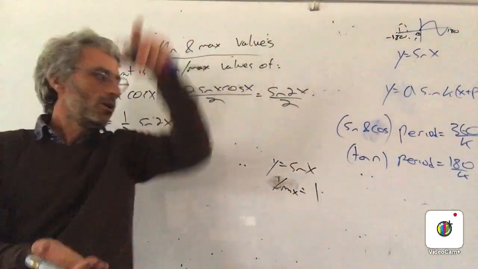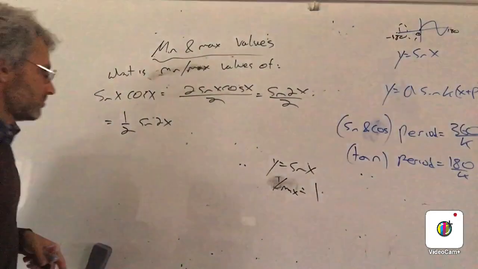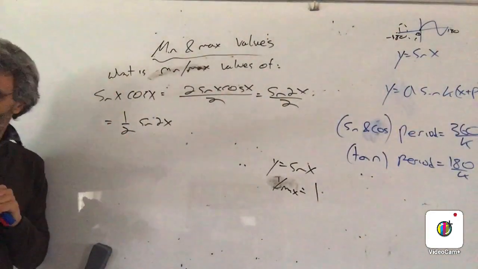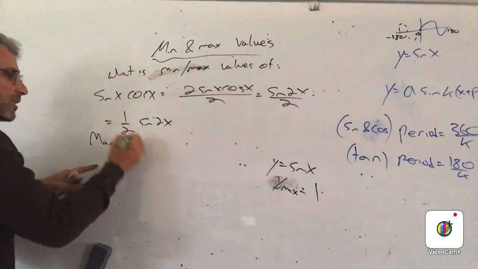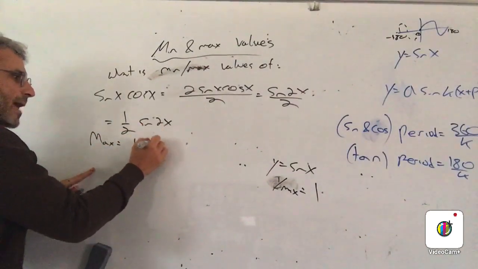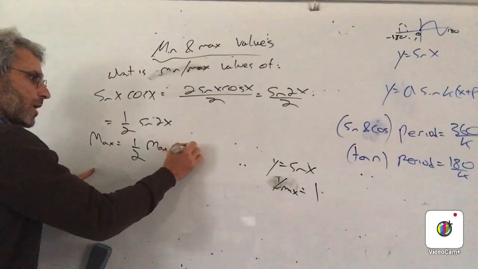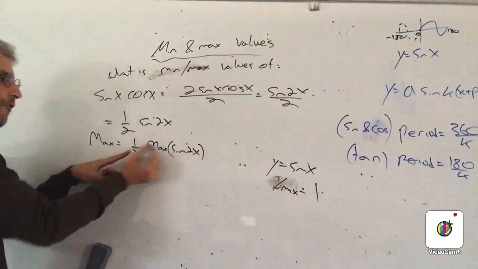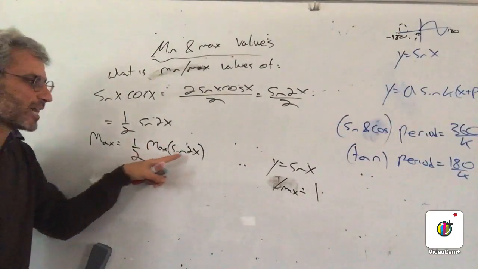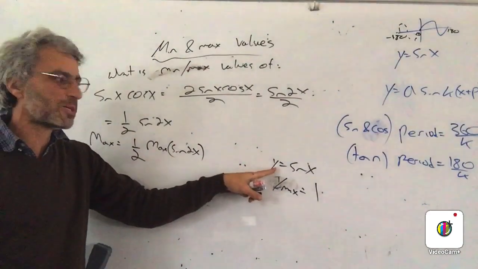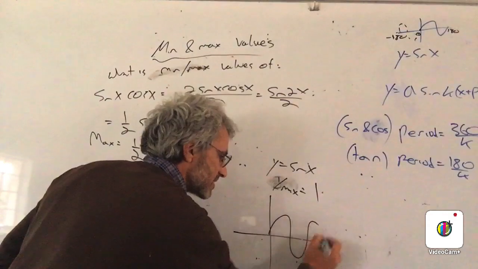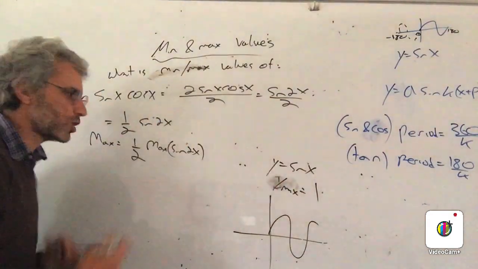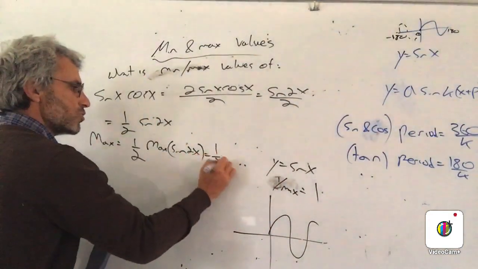Right? So it is 2. Yeah. It's half. Well done. So the maximum is going to be half times the maximum of sine 2x. But the maximum of sine 2x is the same as the maximum of sine x. What is sine 2x? It's just squished. So the answer is going to be half, like what you said.